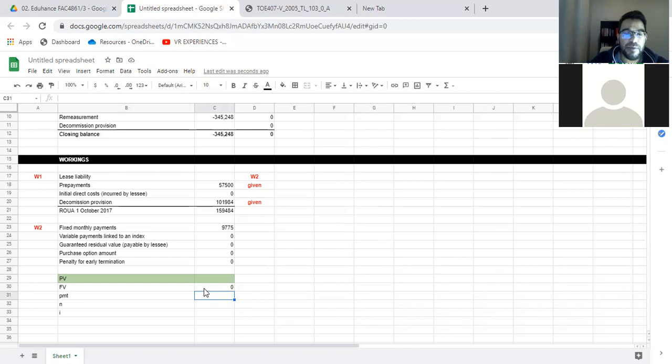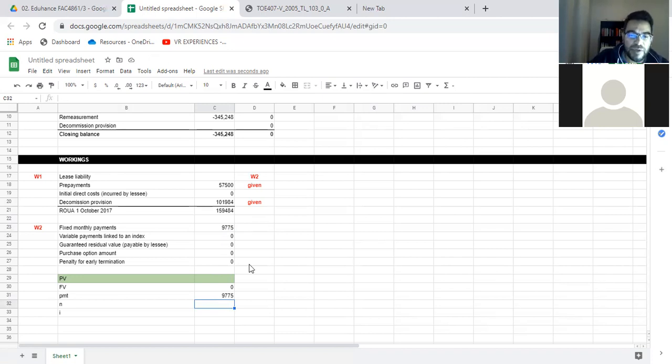So if you have a variable payment, remember, a variable payment is not a fixed regular payment. PMT refers to the fixed regular payment. The fixed regular payment can only be the fixed monthly payment. So that's very important to take note. Okay, and then we need N. N is a period of 10 years.